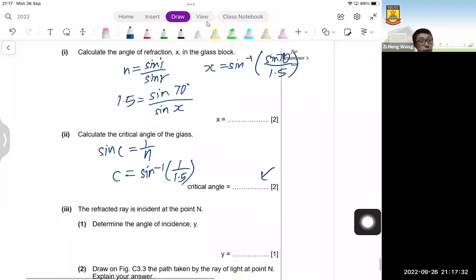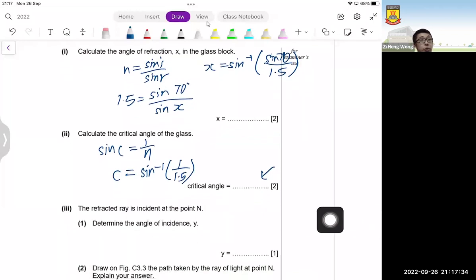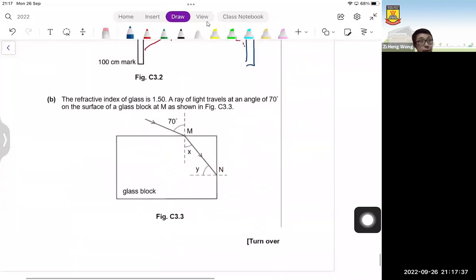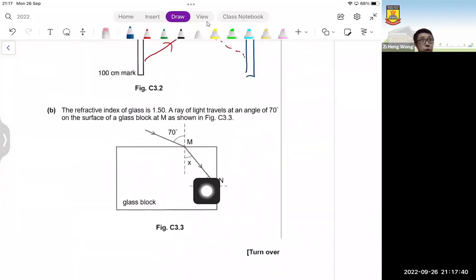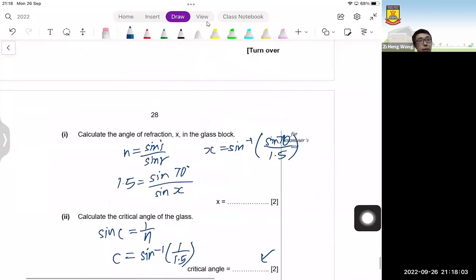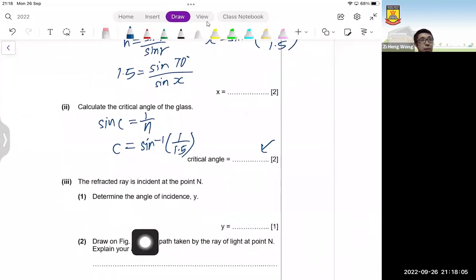Then they tell us that the refracted ray is incident at point N. It hits here like that. So they ask you to find the angle of incidence here. If you know whatever this is, you can see that here actually forms a right angle triangle, because this is a rectangle. So this normal will be perpendicular to this normal, correct? Then they form a right angle triangle. So this means that x plus y is 90 degrees, because in a right angle triangle, with one right angle, the other two must add to 90. So to find y is just 90 minus x. You take 90 minus your x value here.